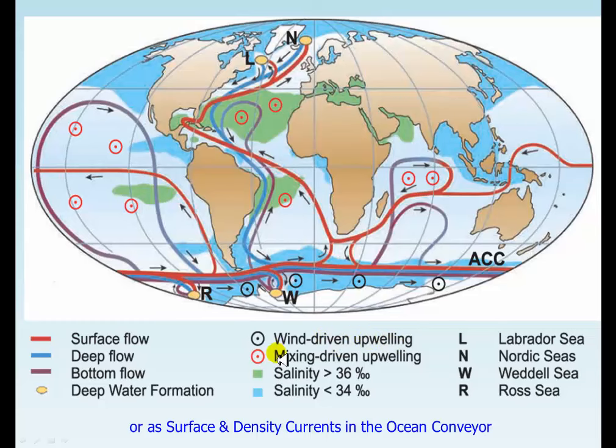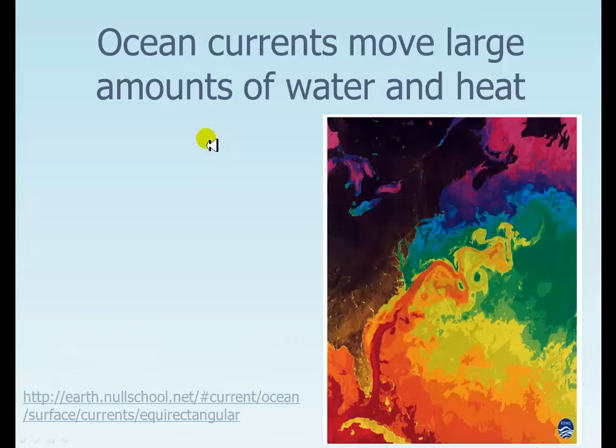Wind-driven upwelling, we'll talk about those. Mixed-driven upwelling, we'll talk about those. You've got high salinity areas where the rainfall doesn't happen very often. You have low salinity areas where the rainfall does happen. And then you got these Labrador seas. And then we'll also talk about the ocean conveyor, which is throwing all these things together.